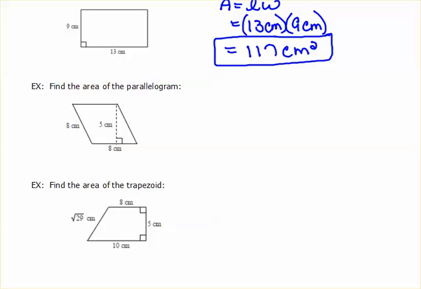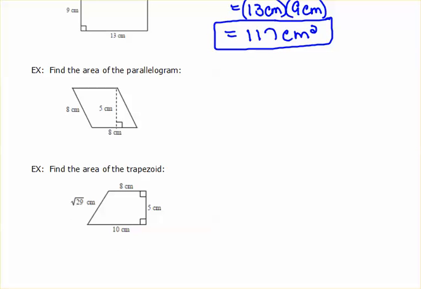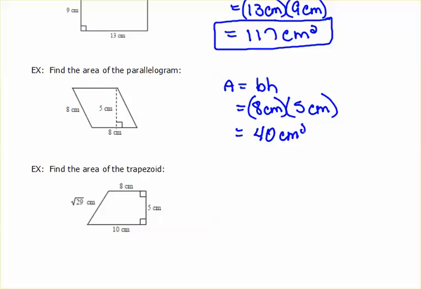Now we're asked to find the area of a parallelogram. And the area of a parallelogram, the formula is the base times the height. So for our base here, we have a base of 8 centimeters. And we have a height here of 5 centimeters. Again, the height is always perpendicular to the base. So 5 centimeters. So now when we multiply those two together, we get 40 square centimeters.